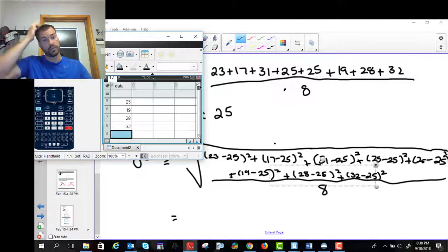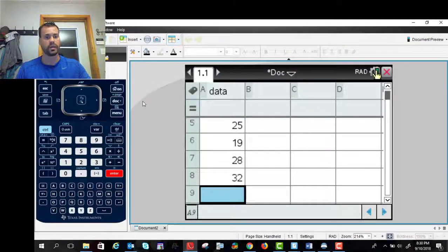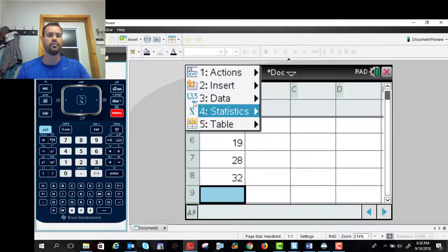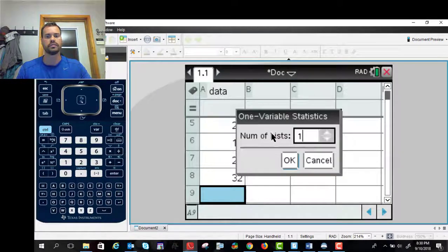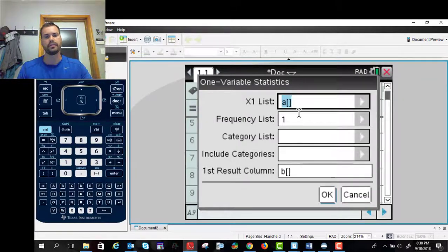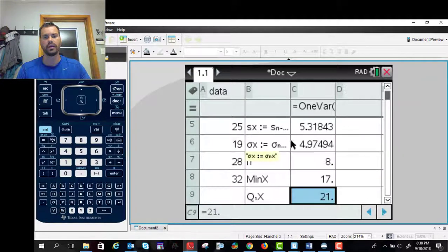And then I'm going to ask the calculator, I'm going to go into Menu, Statistics, Stat Calculations, and One Variable Statistics. And then it's going to say One Variable Stats, yep, it's one list. The X list is data, and the frequency list is just one. Each data point happens once. And then it's going to put my results in column B, and I'm going to hit OK.